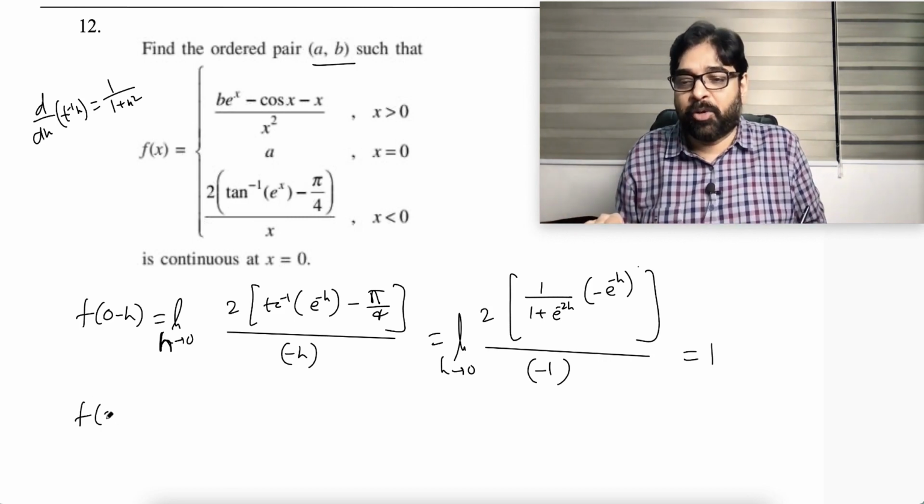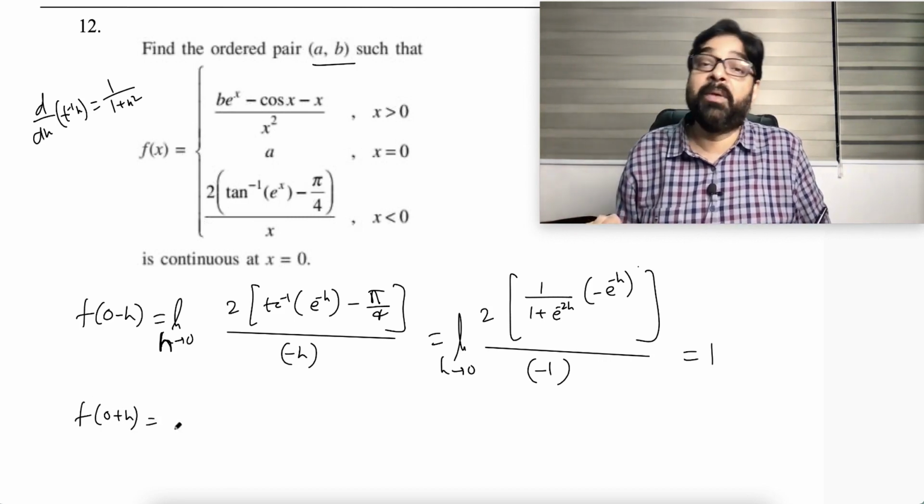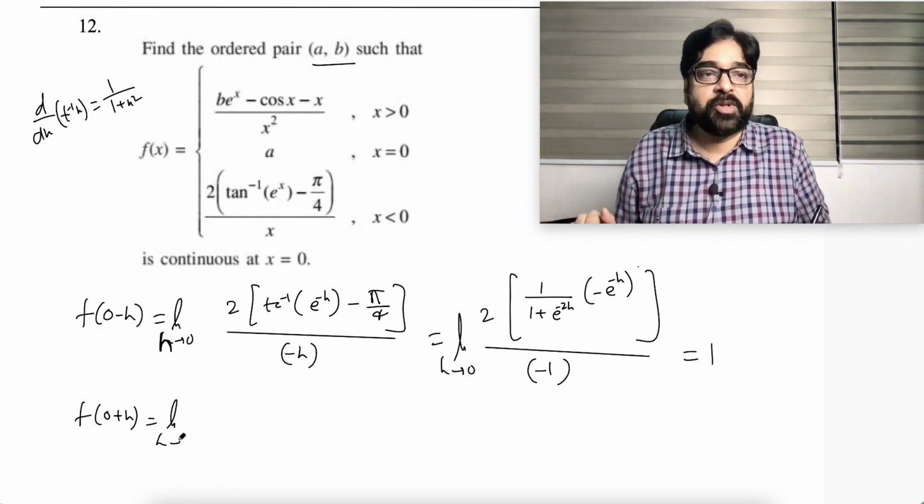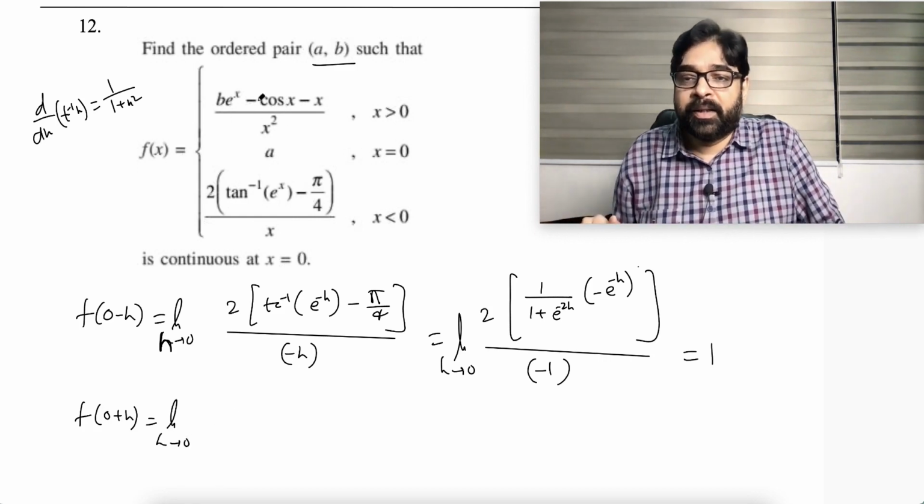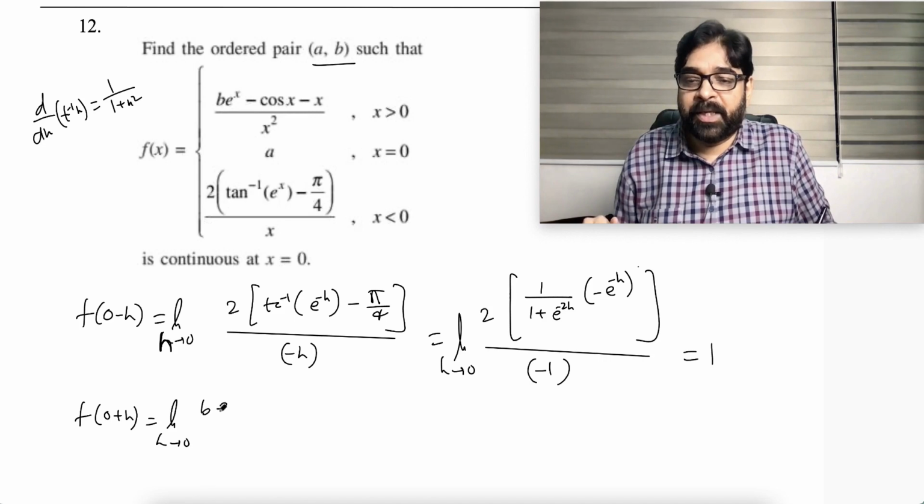Now, f of 0 plus h will be what? Limit h approaches to 0. This one: b e power h minus cos h minus h, divided by h square.